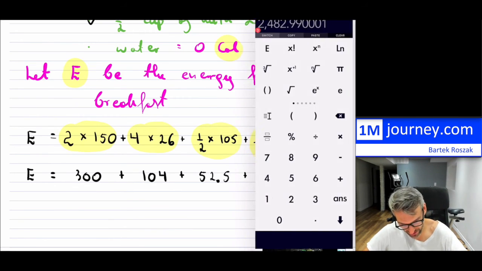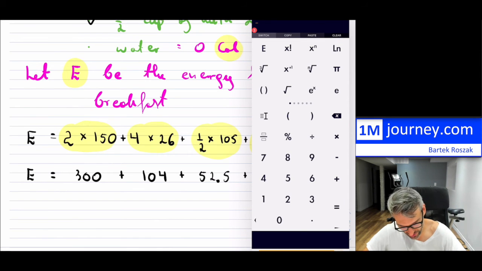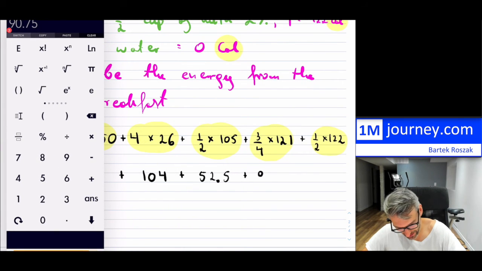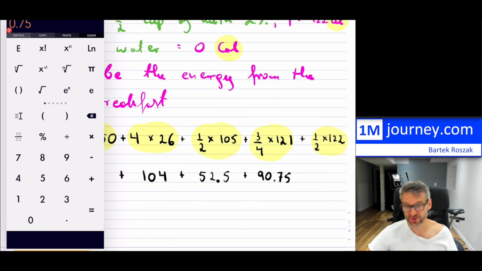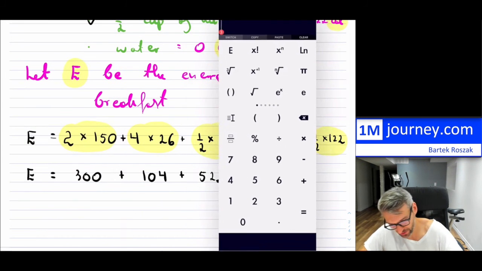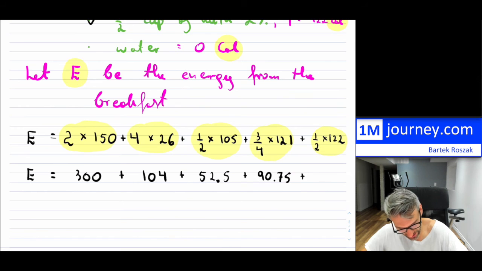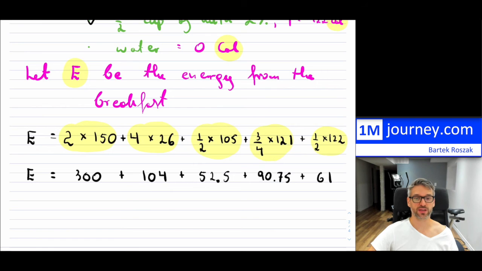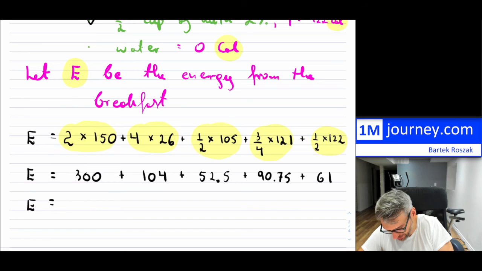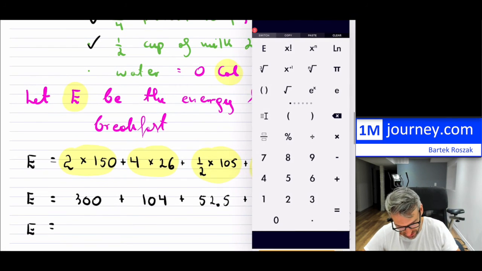So for this one, 3/4, let's put that in. 3/4 times 121, which gives me 90.75. Now 3/4 you can also input into the calculator as 0.75, so that's up to you. And then finally we have a half of 122, which is going to be 61. That one's a little bit easier to calculate. Now once we have this, we can just go ahead and add it all up.